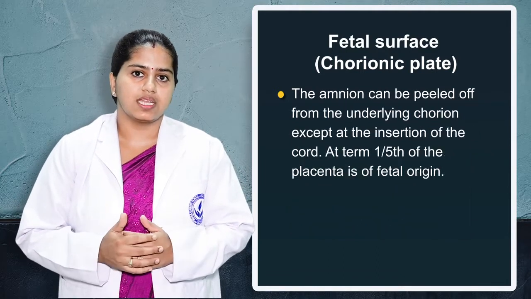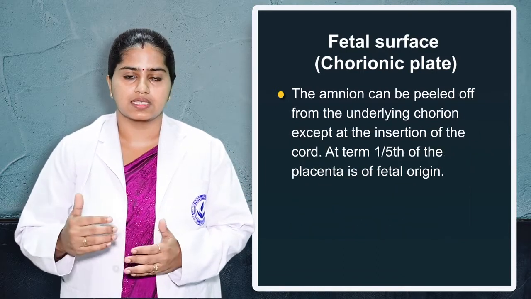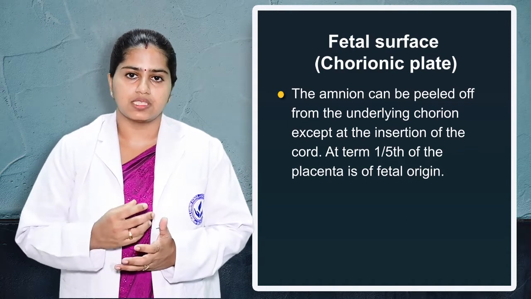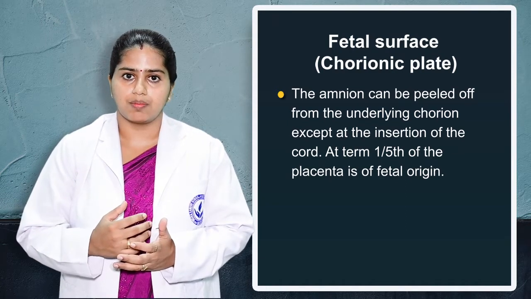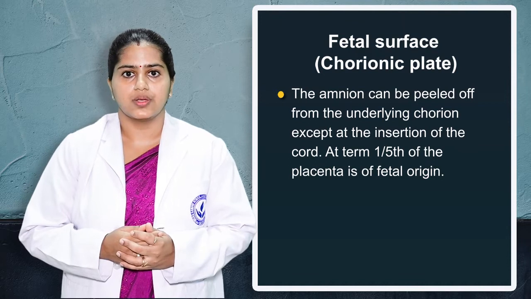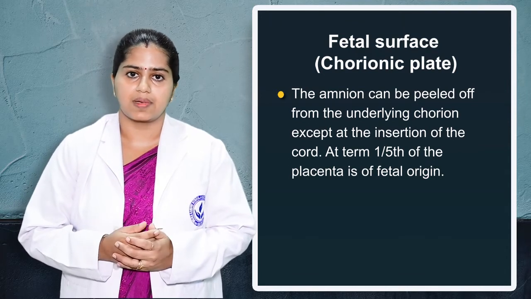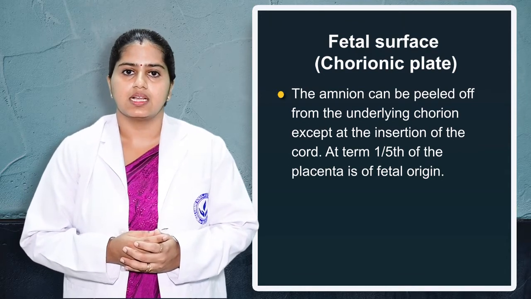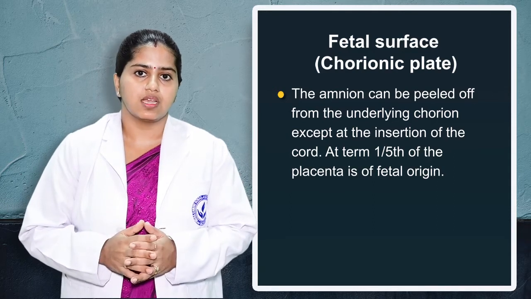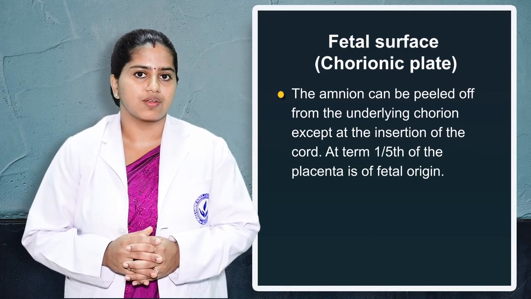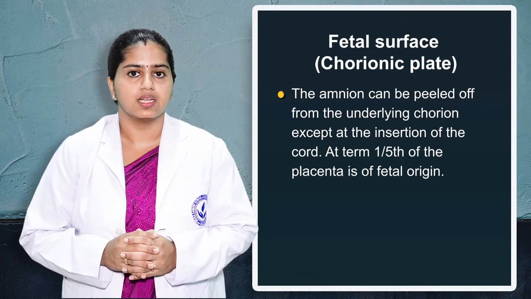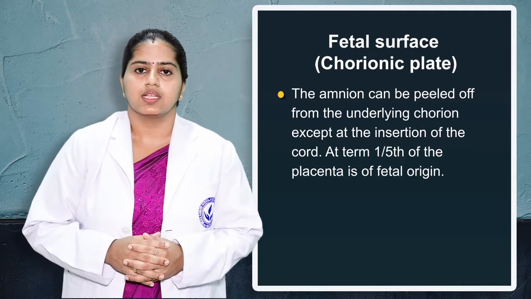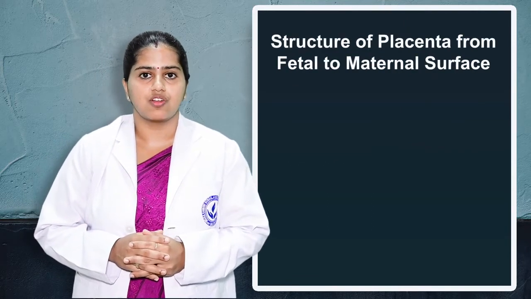After the delivery of the placenta, we examine it for any missing lobes, and whether the amniotic membranes and everything else are present or not. We can observe this during the examination of the placenta after delivery. At term, the majority of the placenta is developed from the fetal part. Next, we will see the structure of the placenta.